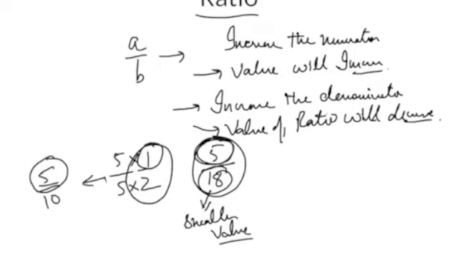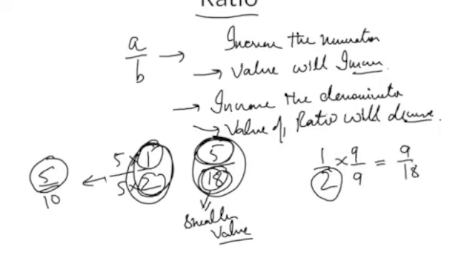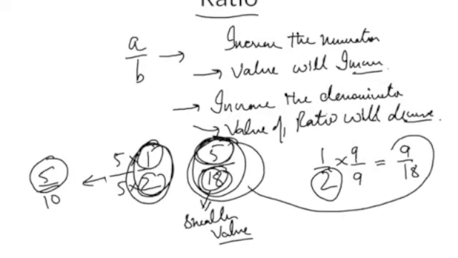Or we can do one more thing. We can make the denominator the same. For 1/2, I need to make the denominator 18, so I multiply numerator as well as denominator by 9, and it becomes 9/18. Now if you compare these two, same denominator, so a bigger numerator means a bigger value. That's what the ratio basically means. Let's see some questions.